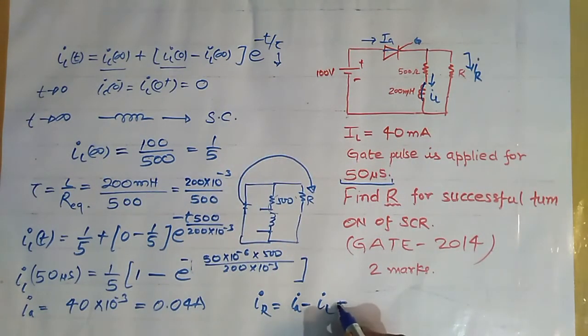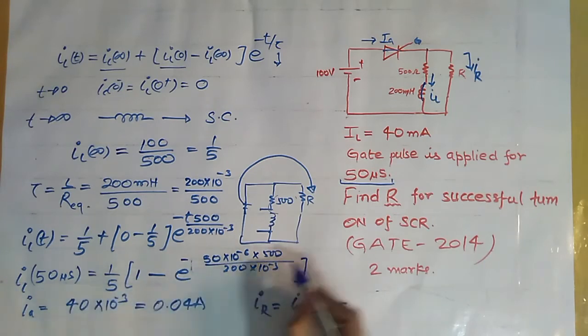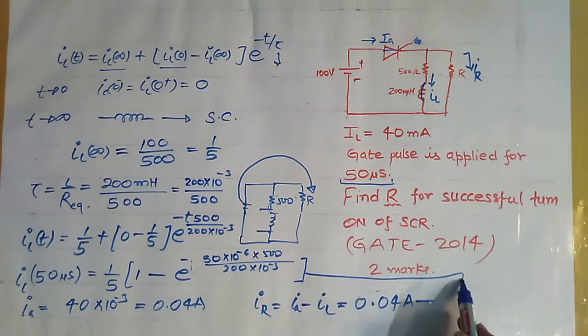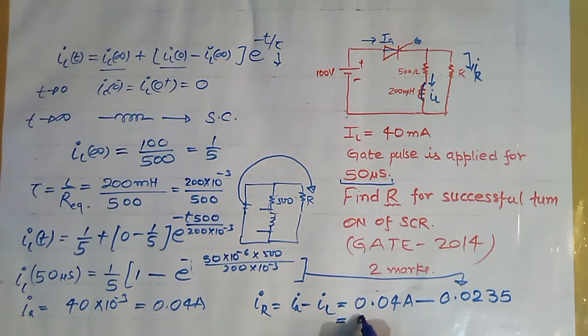Now what is IL? On solving this, we get here IA is 0.04 ampere. And what is IL? On solving this, we get IL is equals to 0.0235. Okay, so finally we get IR is equals to 0.0165 ampere. So this is the value of IR.